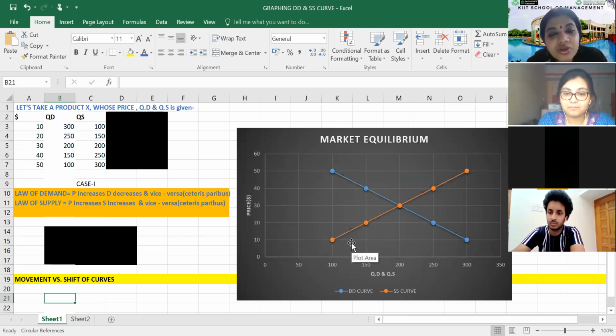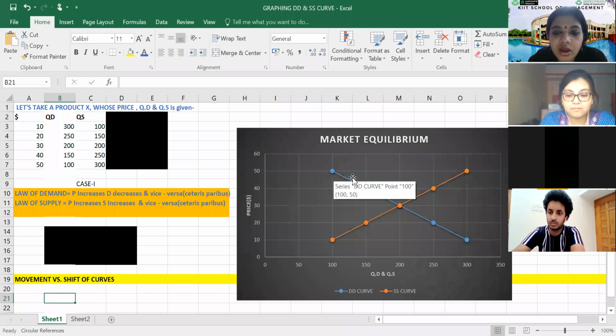Shift, what does the meaning of shift mean? Completely you will shift from this position to another position because of change in other factors. So when your other factors change, that is what you can claim to be a shift. But when it is only due to change in price, it is only a movement. You are moving along the same curve.